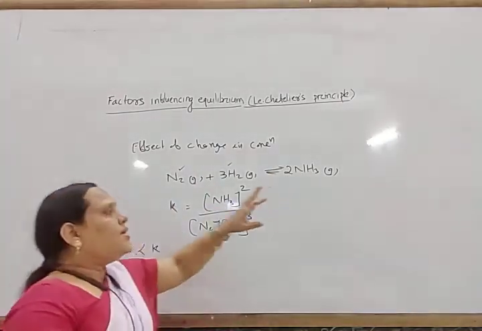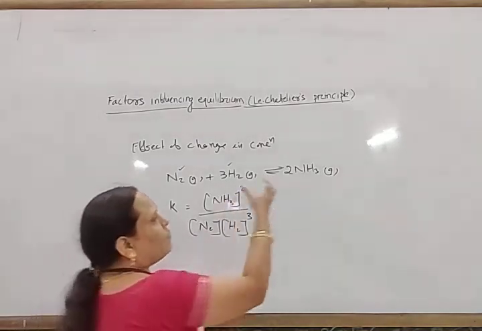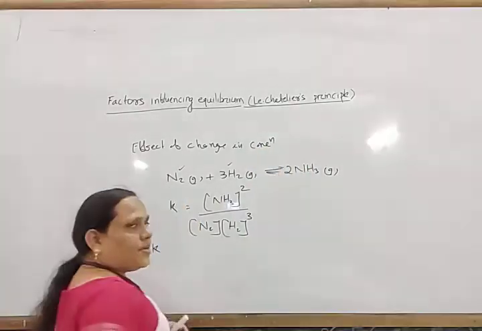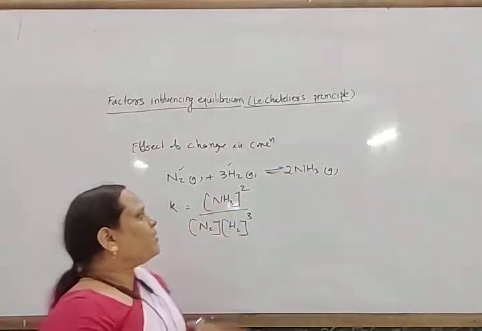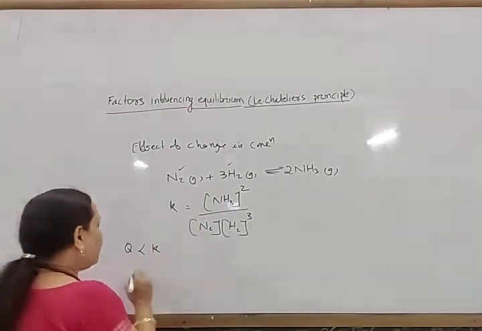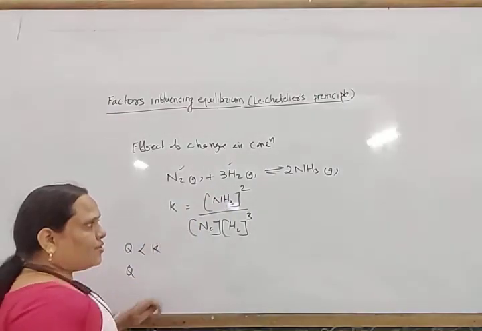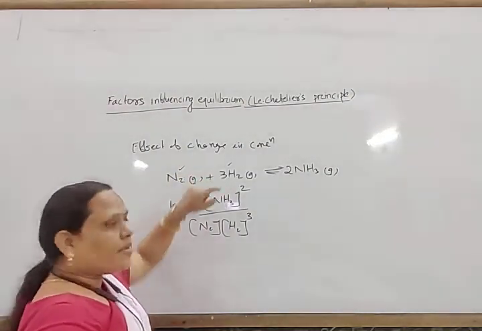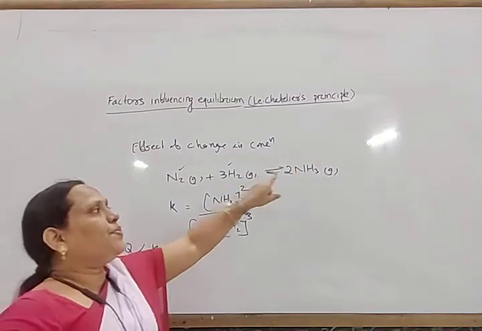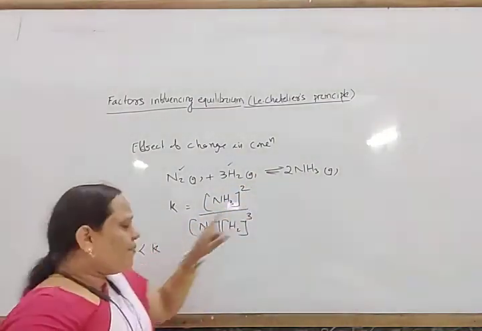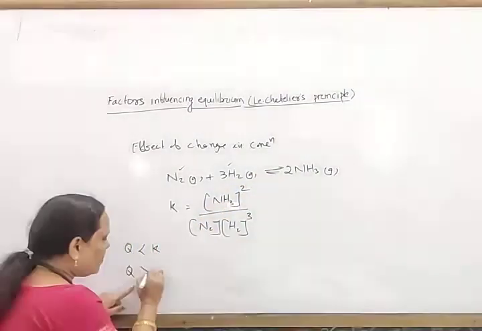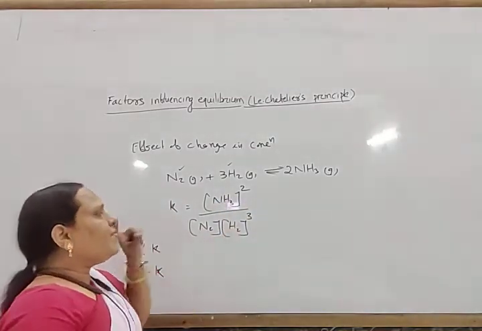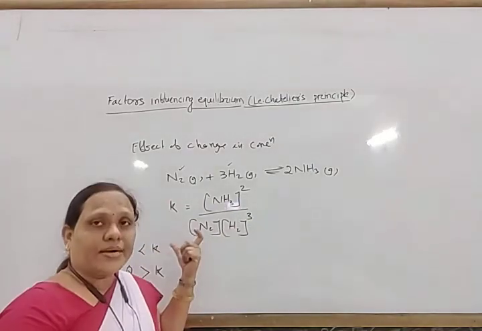Similarly, if you add more ammonia here, then what happens? The ratio at any state, the concentration of product by reactant, is known as the reaction quotient. If you increase the product value, then the reaction quotient value will be higher than K. And if this value is higher than K, then the reaction will proceed backward.